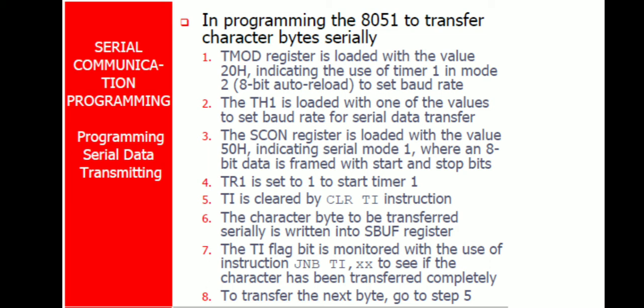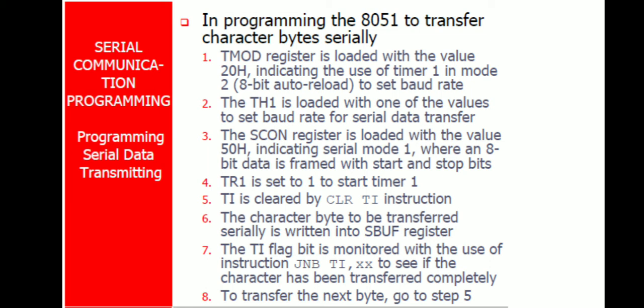Step number 2: TH1 is loaded with the value to set the baud rate for the serial data transfer. Then step number 3: the SCON register is loaded with the value 50H, indicating serial mode 1, where the 8-bit data is framed with start and stop bit. Then TR1 is set to 1 to start timer 1. The TI is cleared by the CLR TI instruction.